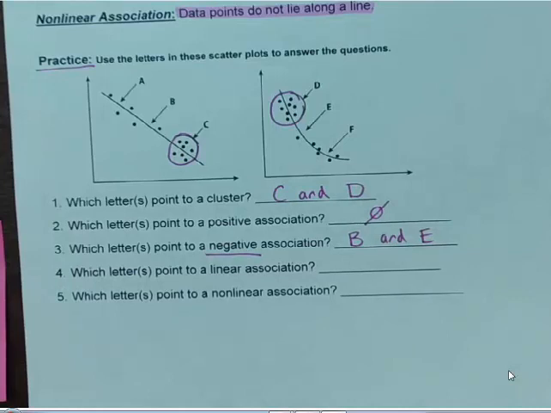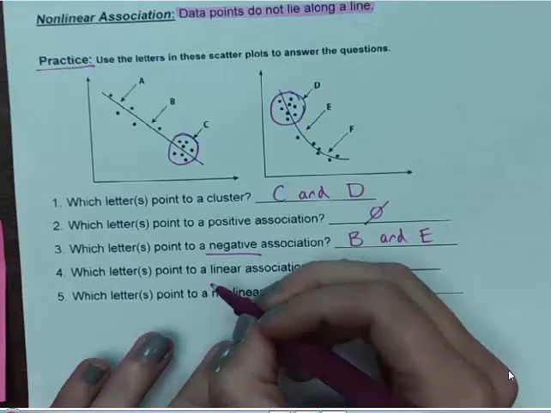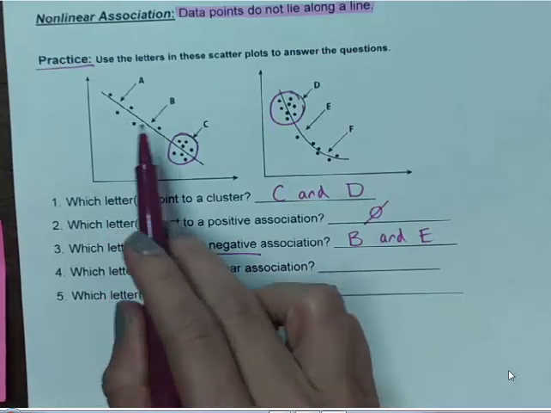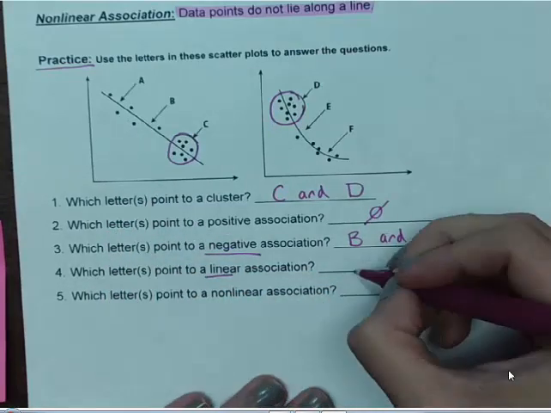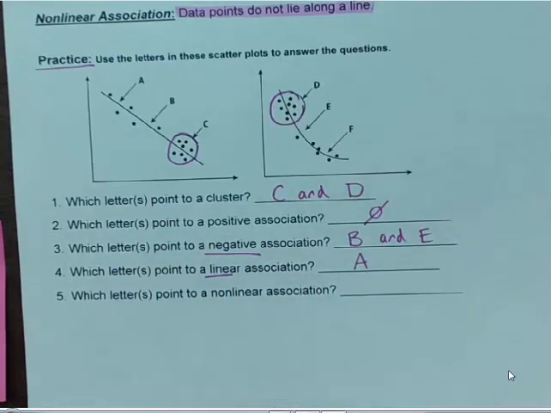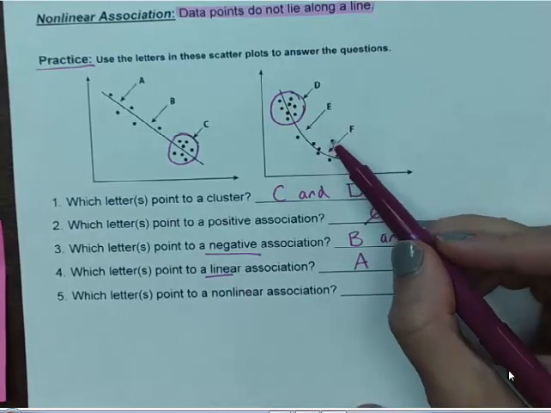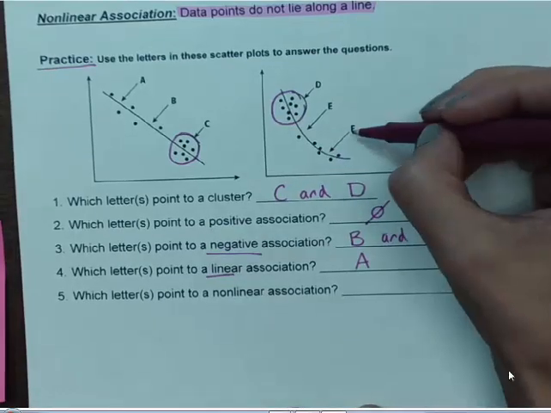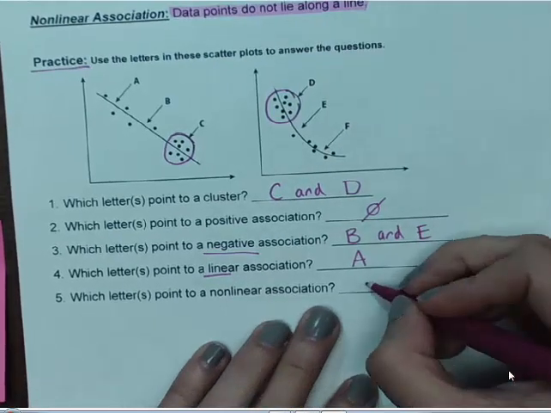Number 4, which letters point to a linear association? Linear means it makes a straight line. Okay, I notice that this first graph makes a straight line, so I'm going to put A. What about this second one? Do I have a linear association here? No, that would be considered a nonlinear association. So the only letter I haven't used that I think is pointing to the nonlinear association is going to be letter F.